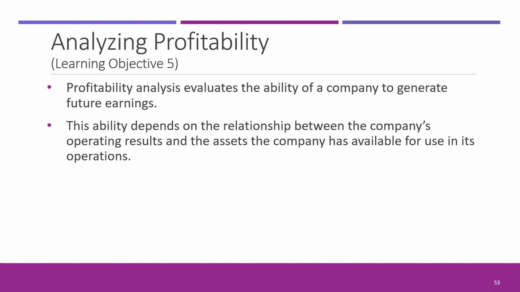And now we are going to get into profitability ratios, and it analyzes a company's ability to generate future earnings. And it depends on the relationship between a company's operating results and the assets the company has available for use in its operations. It's really important that we're analyzing both.